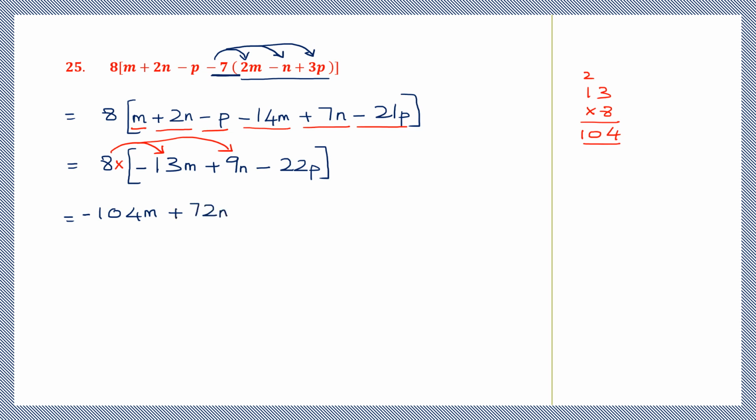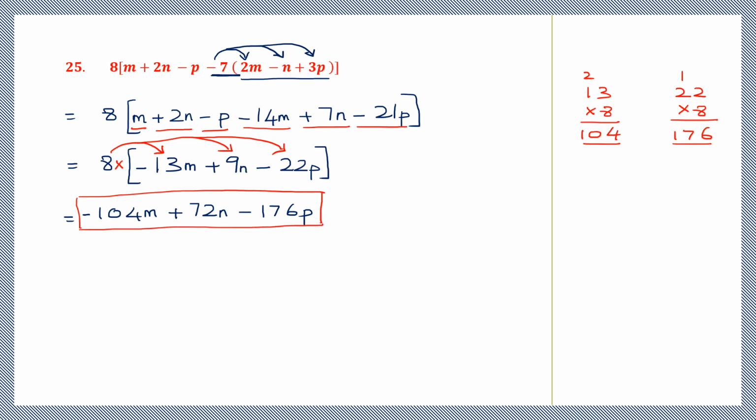Now we have to multiply 8 into minus 22. So let's multiply 22 into 8. 8 2s are 16, carry 1. 8 2s are 16 plus 1, 17. 176 and the sign is minus. So we have 176p. So we have our final answer here, minus 104m plus 72n and minus 176p.